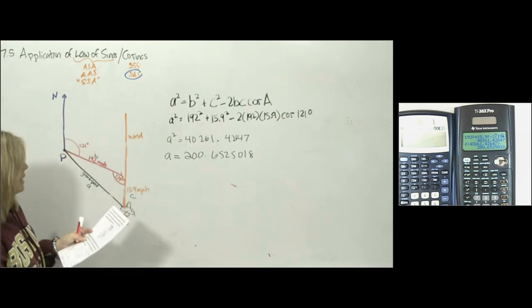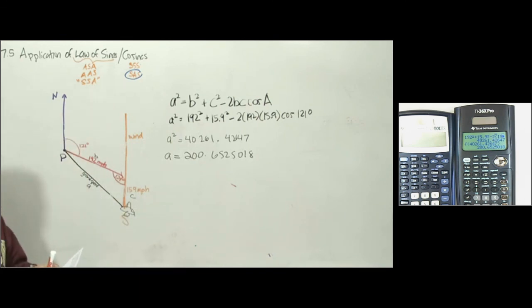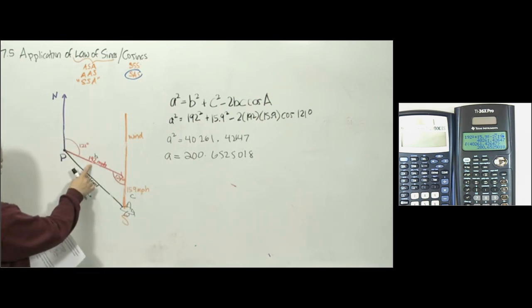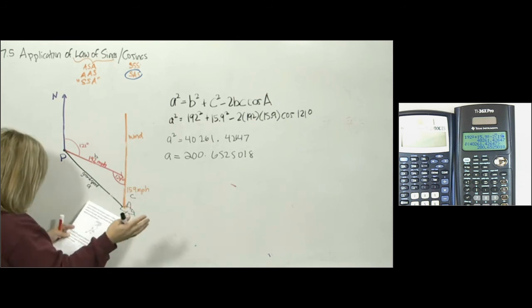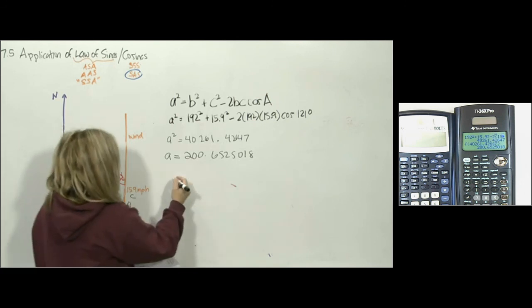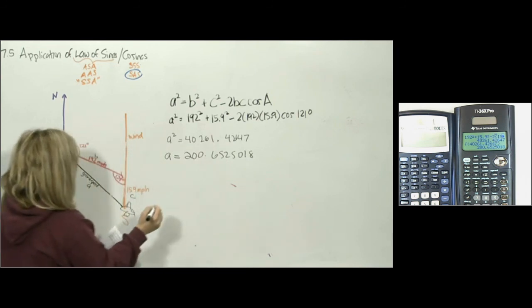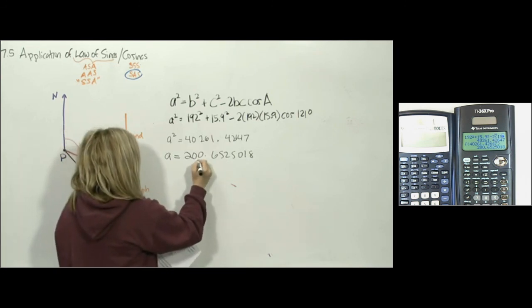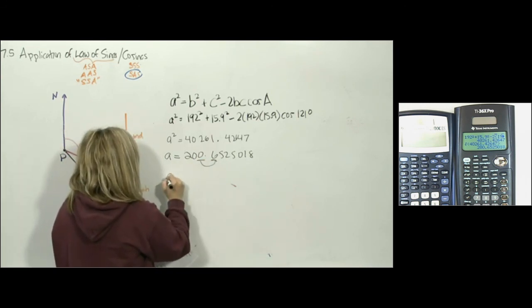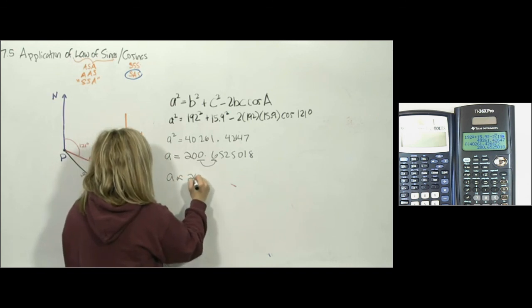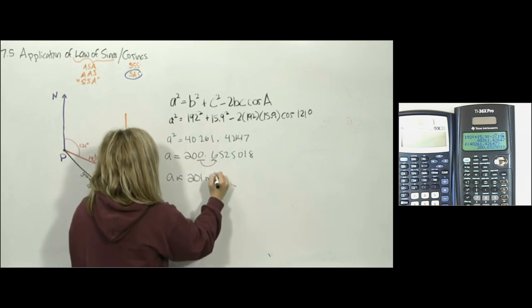Now, it depends on what they ask you to round to. Because this is in whole numbers, miles per hour, I'm going to go with whole numbers, miles per hour. If I wanted to know the ground speed, this is a whole number, it would round up. So we would say the ground speed is approximately 201 miles per hour.